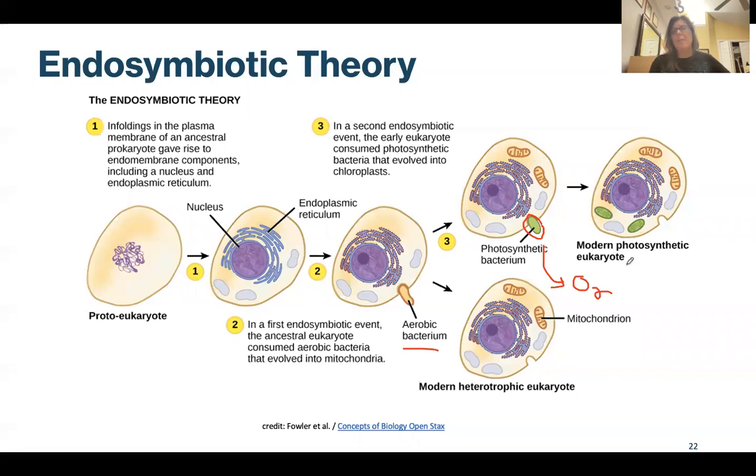This gives rise to the modern photosynthetic eukaryote, or plants. We also do have some photosynthetic protists as well. So this is the endosymbiotic theory. I think it's awesome, but it's also creepy to think that inside your cells are bacterial cells that keep you alive, right? They give you your energy.